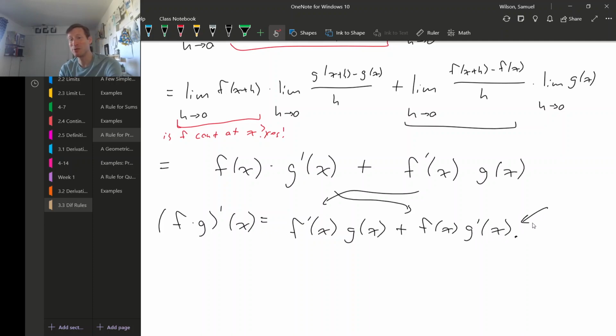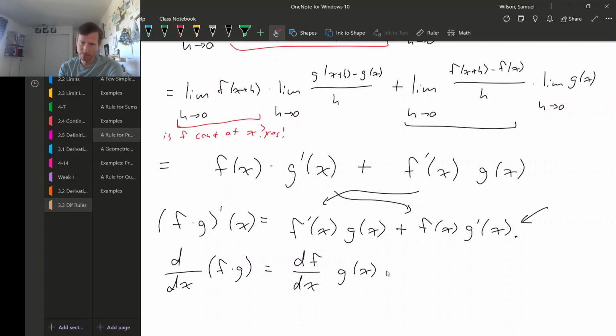And this is exactly what we thought it was going to be based on our geometric reasoning. So it's nice to see that geometric reasoning, even though it's not a proof, it does guide us to the right result. If we wanted to write this in Leibniz notation, it would look like this. So the derivative with respect to x of f times g is the derivative of f with respect to x times g plus f of x times the derivative of g.